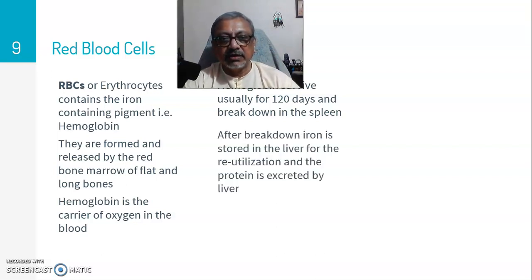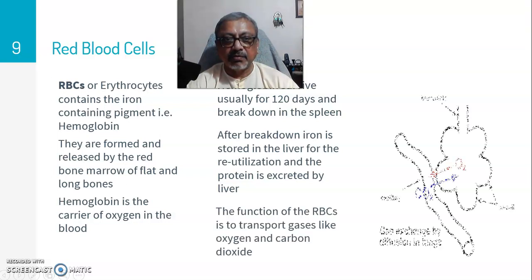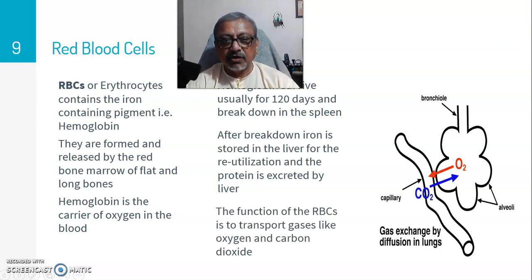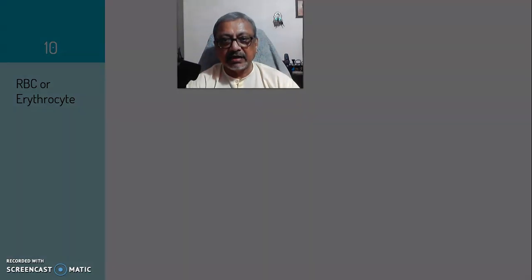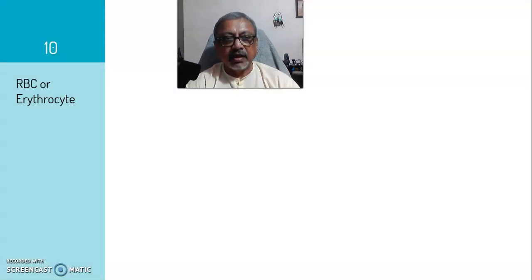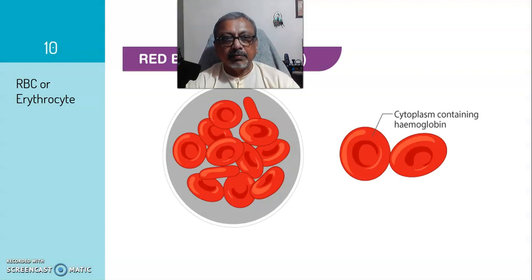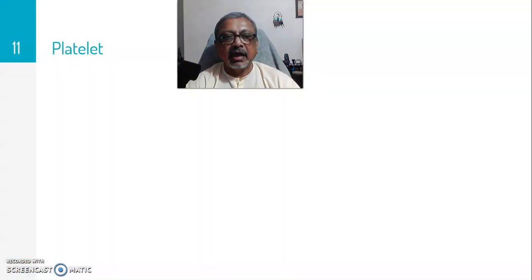After breakdown, iron is stored in the liver and reutilized during the production of hemoglobin, and protein is excreted from our body. The function of RBC is to transport the gases like oxygen and carbon dioxide. Now coming to hemoglobin, this is the pictorial depiction of the hemoglobin.